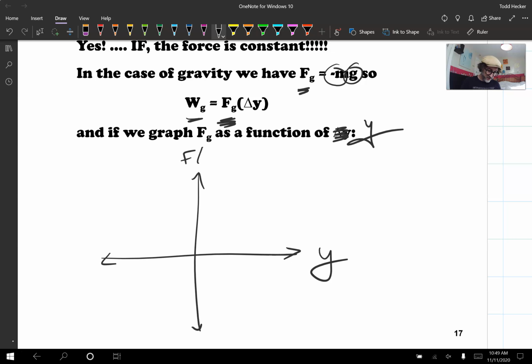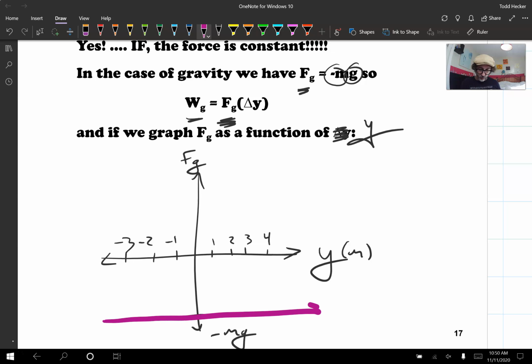So, force of gravity. My position can be positive or it can be negative. We're going to measure this in meters. And then my force of gravity is always just negative mg. So here's my graph. No matter what the position is, that's my force.